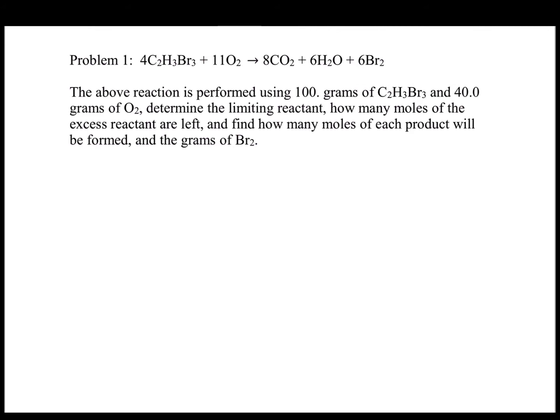So we know that the molar mass of our C2H3Br3 is 266.7 grams per mole. So what we want to start off by doing is figuring out how many moles of O2 we're going to use to react all of our C2H3Br3. So we have 100 grams of C2H3Br3. We need to get this to moles so we can use our stoichiometry. So this is where our molar mass comes in.